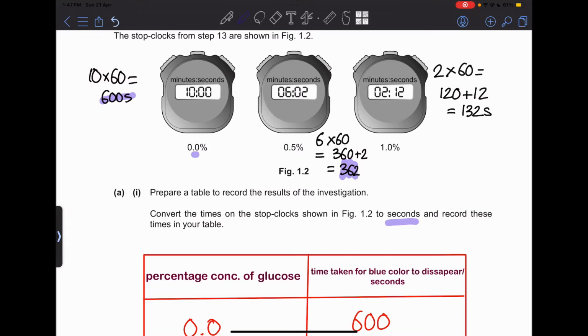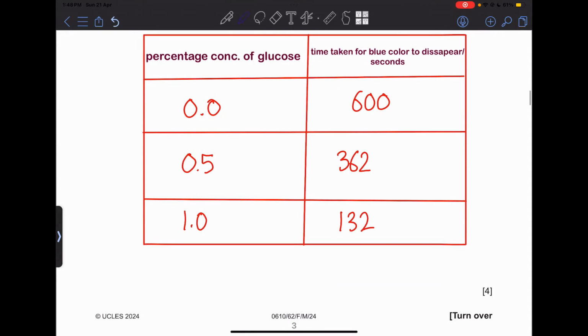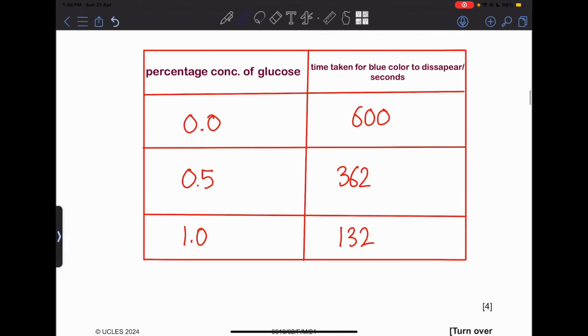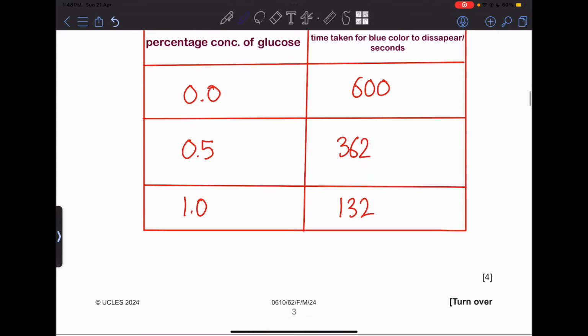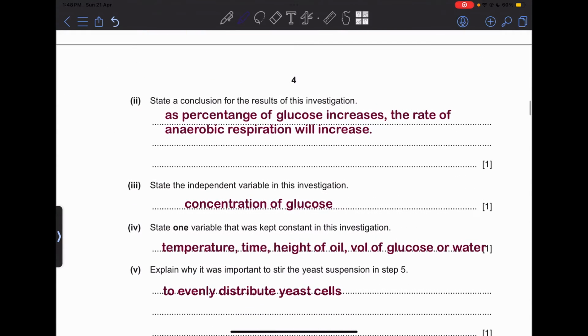Now for the 1%, it is actually 2 minutes. It took less time, so you're going to multiply the 2 times 60, which is going to give you 120, and make sure to add the seconds as well. This is going to give you 132 seconds. You're going to do a table just like this one, and you're going to get your full marks. Next question. State a conclusion for the results of this investigation.